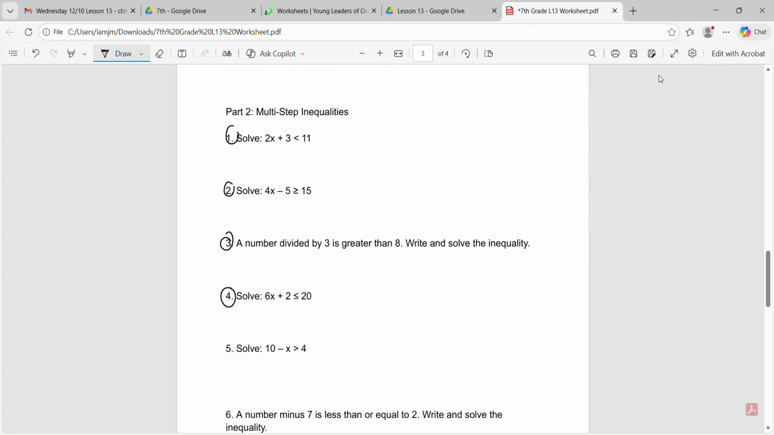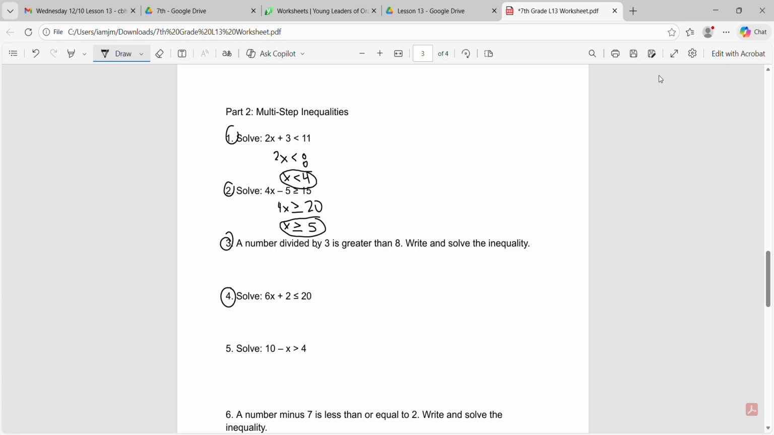Now moving on to part 2. Multi-step inequalities. Solve 2x plus 3 is greater than 11. So first subtract both sides by 3. You get 2x is greater than 8. Divide both sides by 2 and you get x is greater than 4. Number 2, solve 4x minus 5 is greater than or equal to 15. So add 5 to both sides. 4x is greater than or equal to 20. Divide both sides by 4 and you get x is greater than or equal to 5.